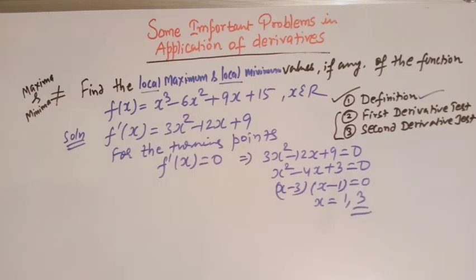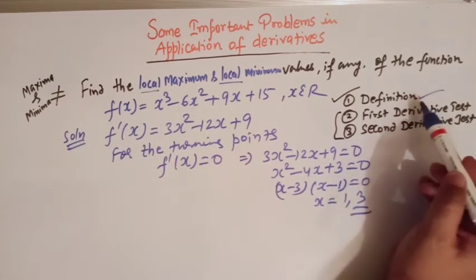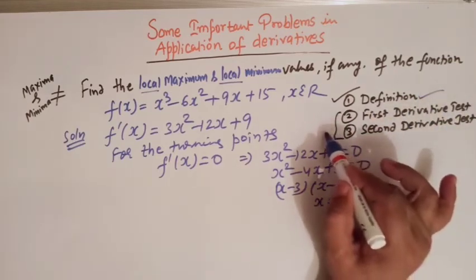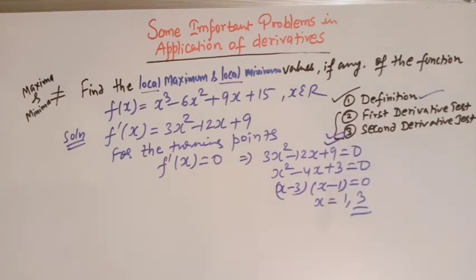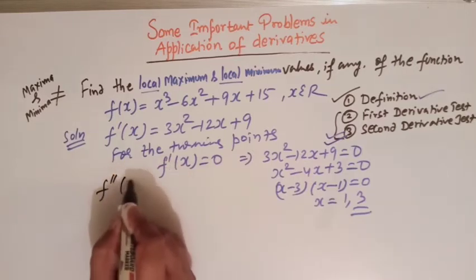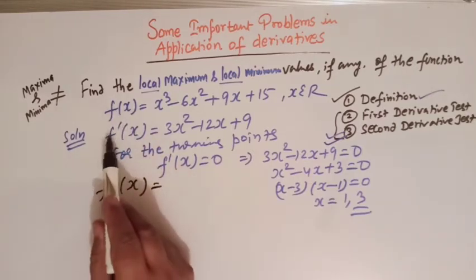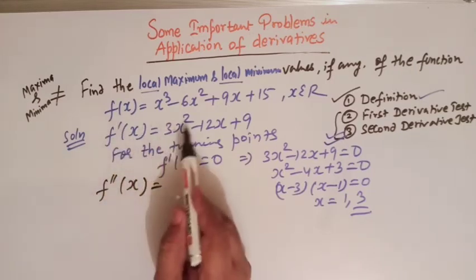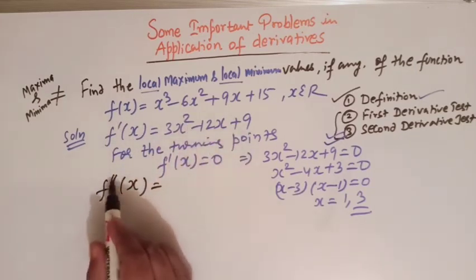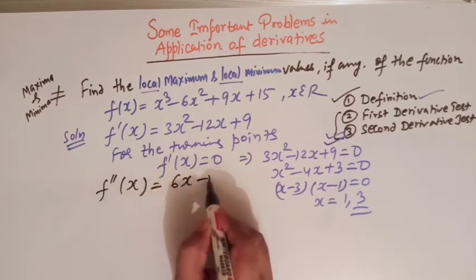Now viewers, here I would like to mention that I am not going to use the definition, but I will use this method, that is the second derivative test. So for the second derivative test, we have to make use of the second derivative. So let us find the second derivative of this function. The first derivative, f prime of x, is 3x square minus 12x plus 9. So the second derivative is 6x minus 12.